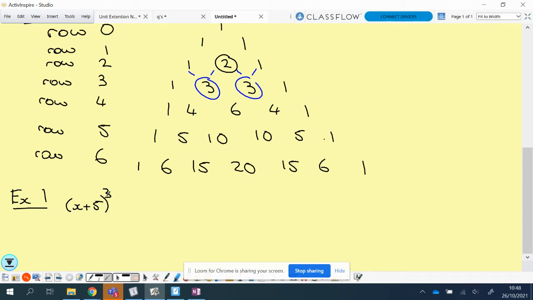Okay? Therefore, these constants are going to be in front of each term. So how that would multiply out would be, if I look at the first number in row 3, it's a 1, so it's going to be 1 lot of x cubed. My next number is 3, so it's going to be plus 3 lots of x squared, so the x's go down in power. And then we multiply it by the other term, which is a positive 5. Okay? So I'm just using the 3rd row here.